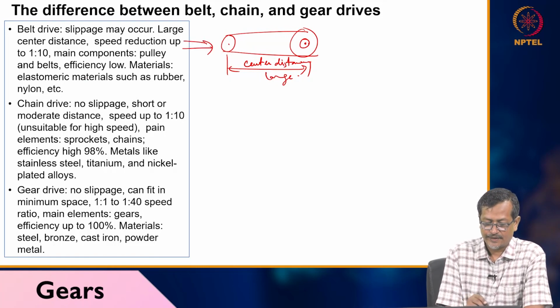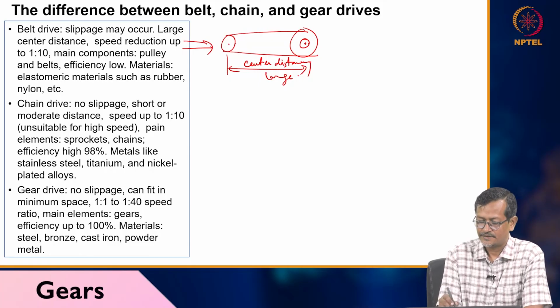Okay, a pulley and belt as the main components. This is the pulley, this is the belt. Okay, efficiency is very low, and material normally elastomeric, softer material will be used.